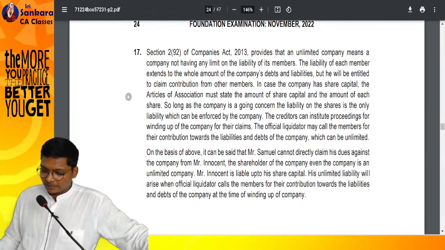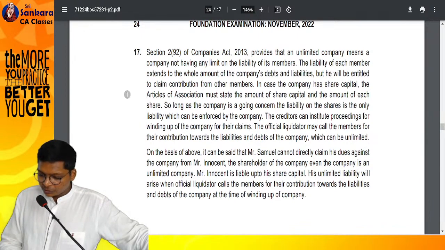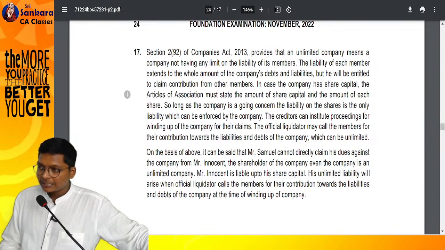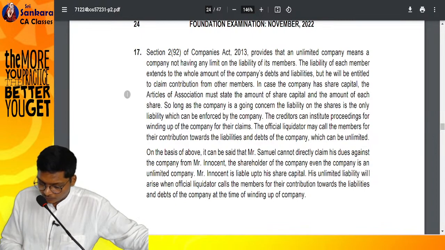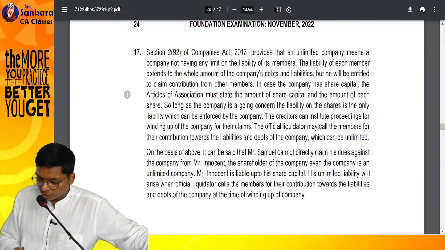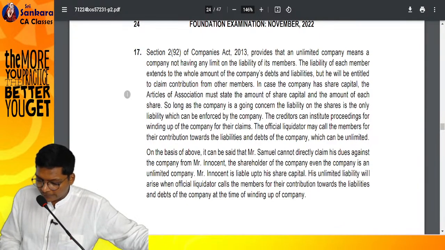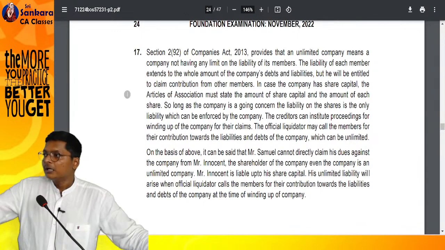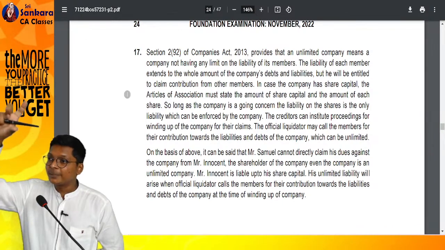Provides unlimited company means a company not having a limit on the liability of members. True, that's correct. But the liability of each member extends to the whole amount of the company's debts and liabilities, but he will be entitled to claim from other members. Yes, in case the company has share capital, the article states the unpaid amount, all of that. They are trying to say, so long as the company is a going concern, you will not pay. The creditors can institute proceedings for winding up. You can sue for winding up. The official liquidator may call the members for contribution, which can be unlimited. At the time of winding up, you have to pay on the basis of the above. First, he wrote the provision.